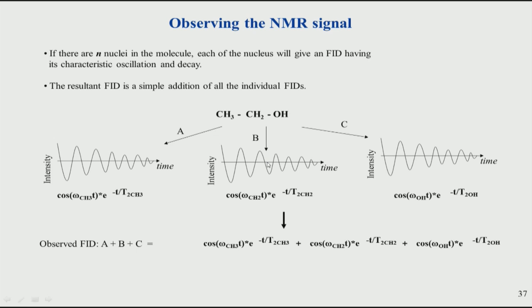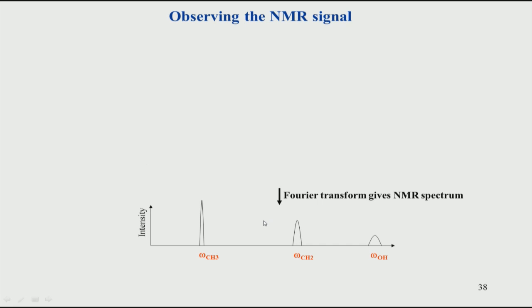So, 1 is to 2 is to 3. That particular thing is not shown here, but you have to keep in mind that the FID is not only simple addition, it is addition of the amplitudes, in the sense it is a weighted addition, because this will be 3 times stronger compared to that. So, this is how an FID is captured, and when you do a Fourier transform it will give you an NMR spectrum. So, this is what is shown here.